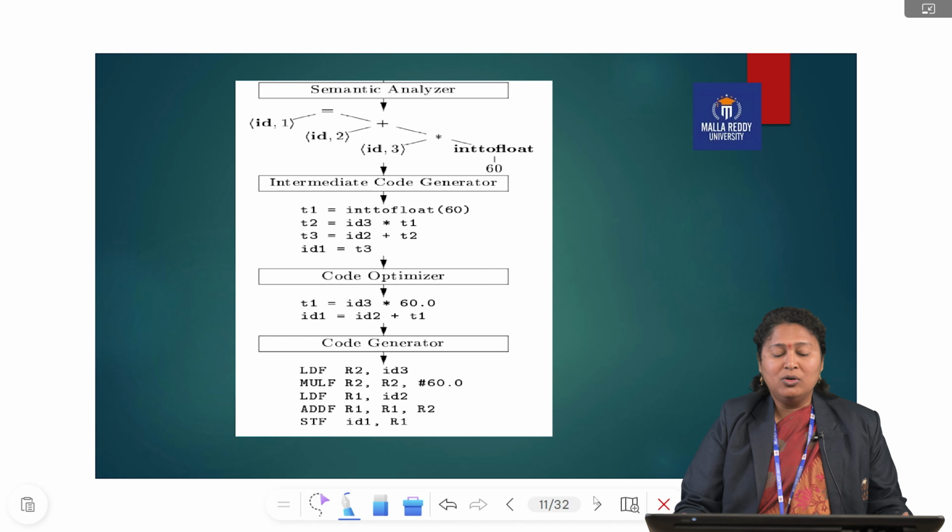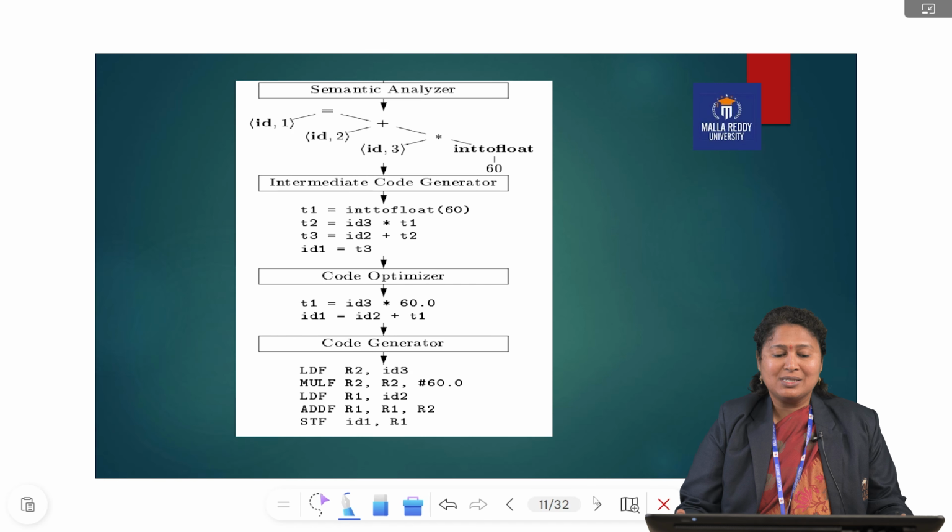Next, the output of the intermediate code generator is given as input to the code optimizer. Here the code optimizer will check, can we reduce the code? We have 4 lines of code. Is there any possibility to reduce the number of statements? So here the output of the code optimizer is combining the statements.